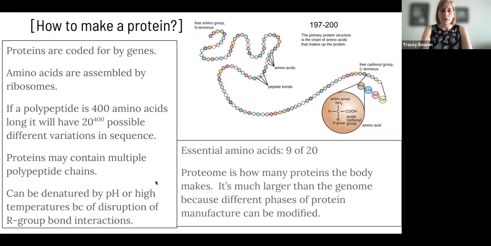There are 9 essential amino acids, and what the word essential means is that they must be consumed externally by the body. These 9 amino acids are essential for humans, which means we need to eat them. Otherwise, the other 11 our body can synthesize itself. The proteome is how many proteins the body can make, and it's much larger than the genome. The genome is the number of genes that we have, but due to how proteins are processed when they are made in the endoplasmic reticulum and the Golgi body, the proteome can be much larger.